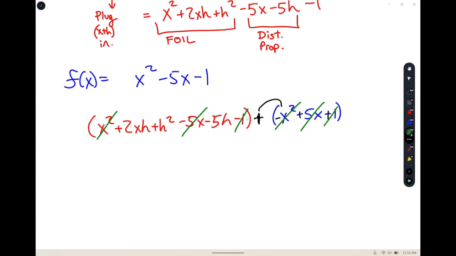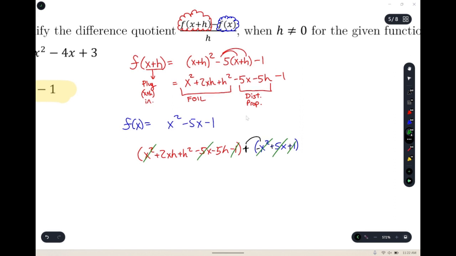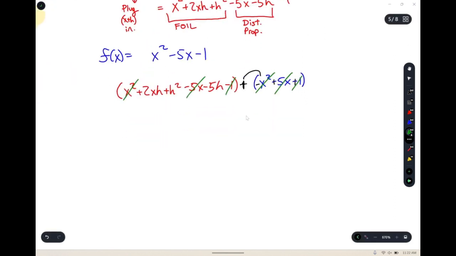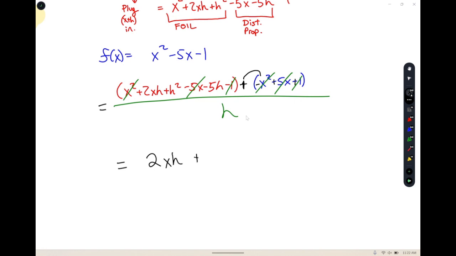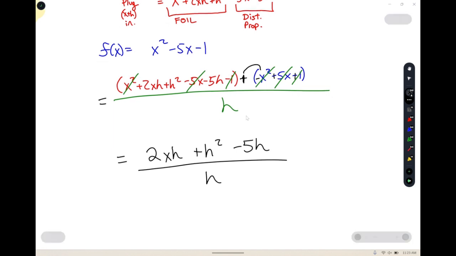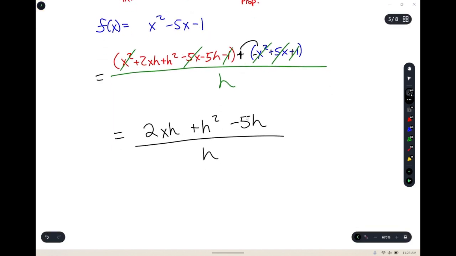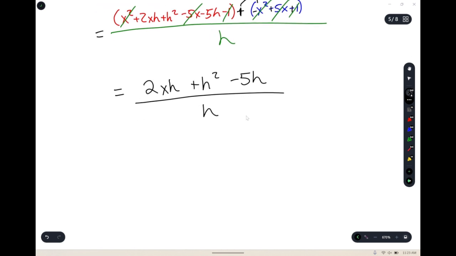But we're still forgetting one little thing that was in the original problem: a green h on the bottom. So do the whole thing over h, and let's write it a little prettier down here. 2xh plus h squared minus 5h over h. Oh, shoot. What if the h's cancel? They can cancel. So you lose the h, and 2xh will just be 2x.